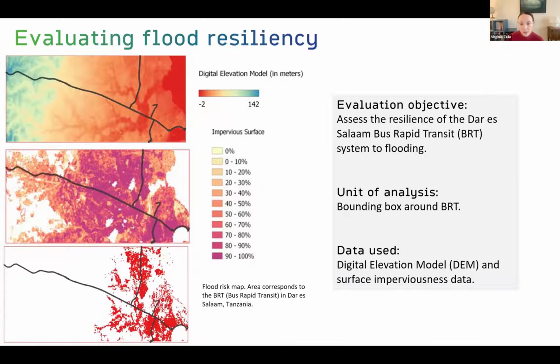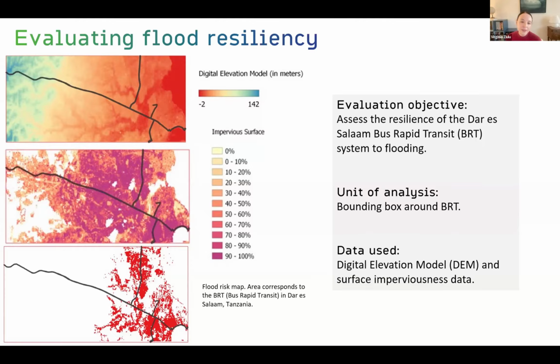And so we used two different data sources to analyze this. The first one was a digital elevation model, which is the first of the three maps that you can see on the slide. That shows the height of the land. The intuition here is that lower areas tend to flood more because the water cannot flow correctly. The second data source that we used is surface imperviousness data. This refers to how hard the surface is in the area. Again, a harder surface such as asphalt or buildings doesn't absorb rainwater and also increases the likelihood of flooding.